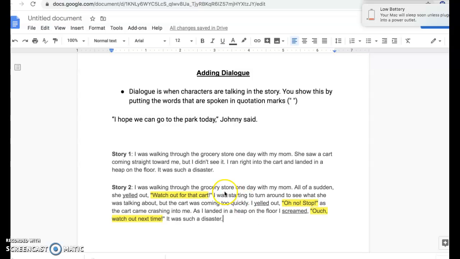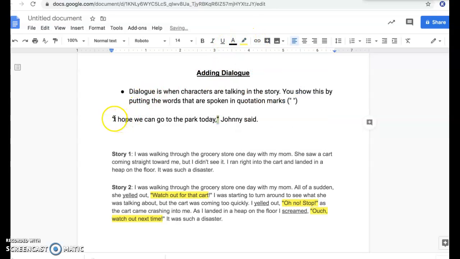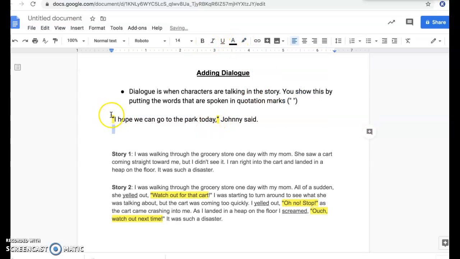So it's really important to add dialogue to your story so that your story becomes more interesting and it just adds more to your story. And don't forget, when you're adding dialogue, you want to make sure that you use quotation marks at the beginning of the sentence or sentences and then at the end. So it's like bookends, right? There's one at the beginning, one at the end, and it's saying everything in between is what the character is actually saying.